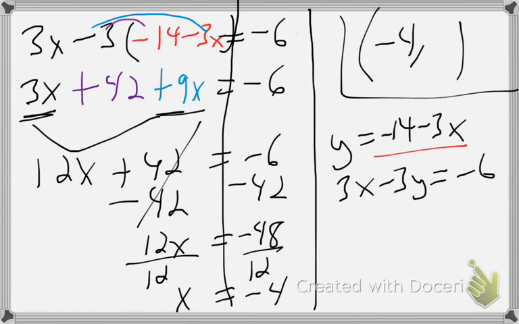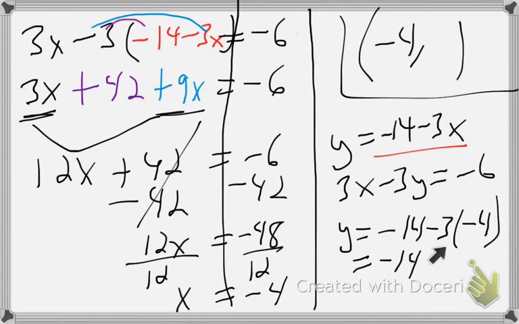Let's figure it out. Y equals negative 14 minus 3 times negative 4. You could literally just type this part into Desmos, negative 14 minus 3 parentheses negative 4. It'll spit out the answer. And I recommend that because if not, you could make an easy mistake here forgetting that negative 3 and negative 4 make positive 12, and that reduces to negative 2.